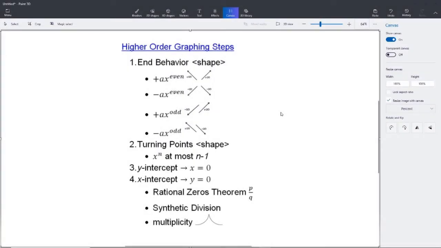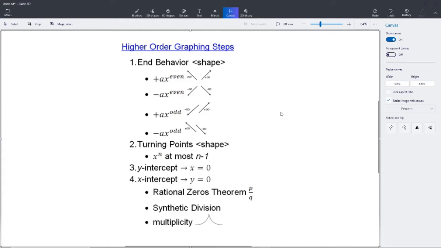Welcome to section 6.4 in chapter 6. Let's talk about higher order graphing, but let's get an overall sense of the process before we jump into any one of the steps here. When we do higher order graphing, our first step is to assess the end behavior.